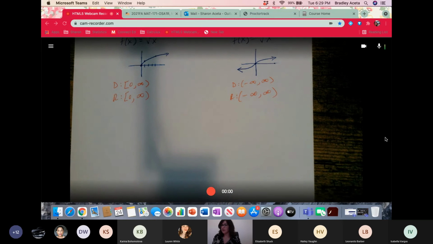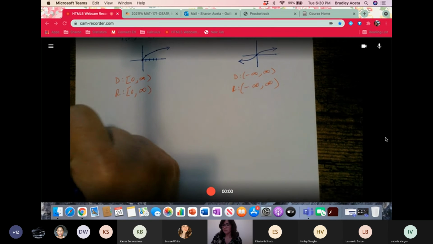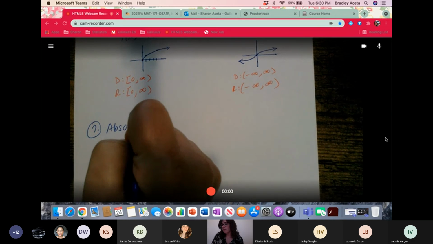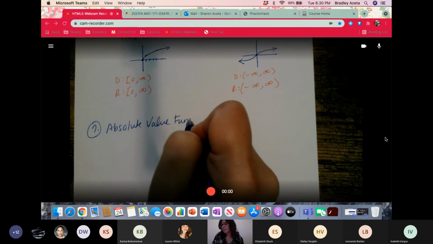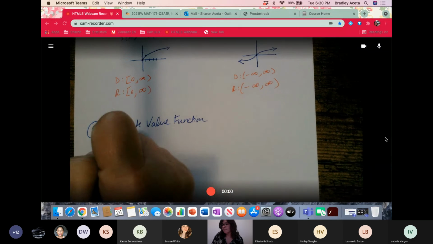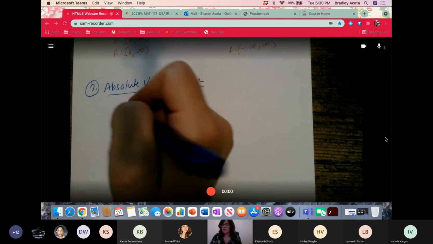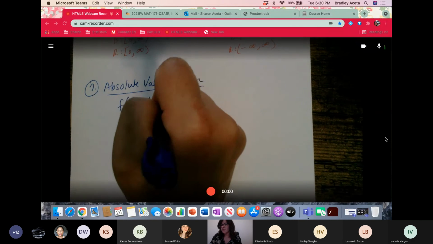All right, and then the last one is the absolute value function. And this function is f of x equals the absolute value of x.